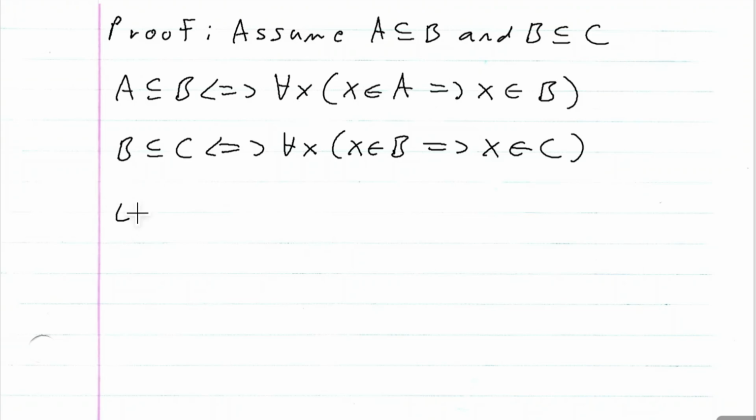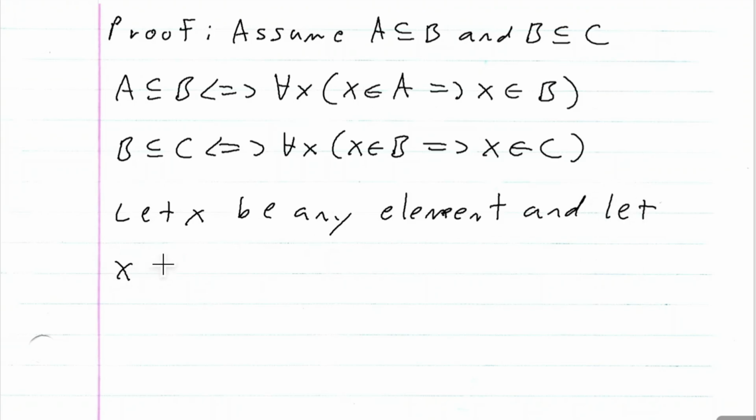So we're going to let x be any element, and we're going to let x be an element of A, right? Well, by definition, for every x, if x is in A, that implies that x is in B, right? Because we know A is a subset of B. And if we know that x is in B, that means x must be in C.